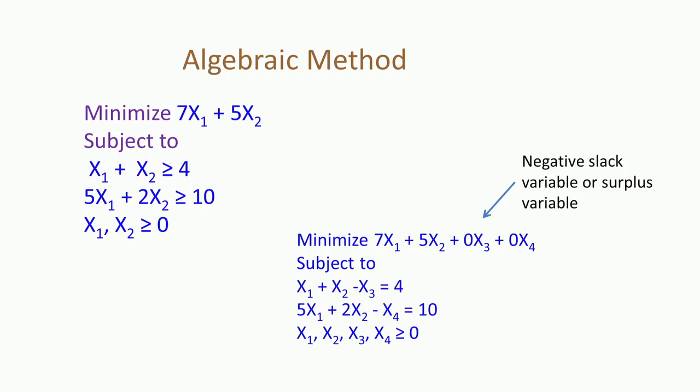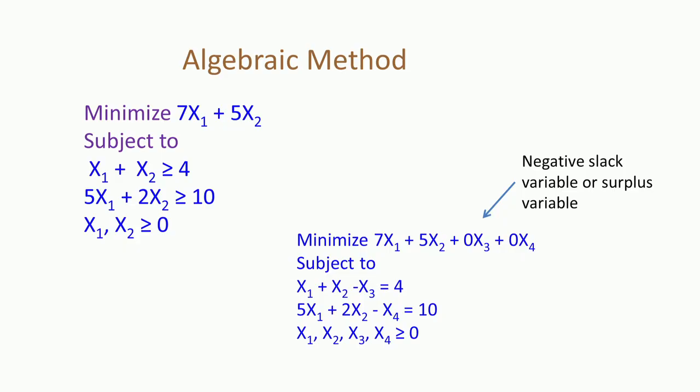In this class, we will look at the algebraic method to solve minimization problems. We consider the same minimization problem that we solved using the graphical method. So, the problem minimizes 7x1 plus 5x2 subject to x1 plus x2 greater than or equal to 4, 5x1 plus 2x2 greater than or equal to 10, x1, x2 greater than or equal to 0.